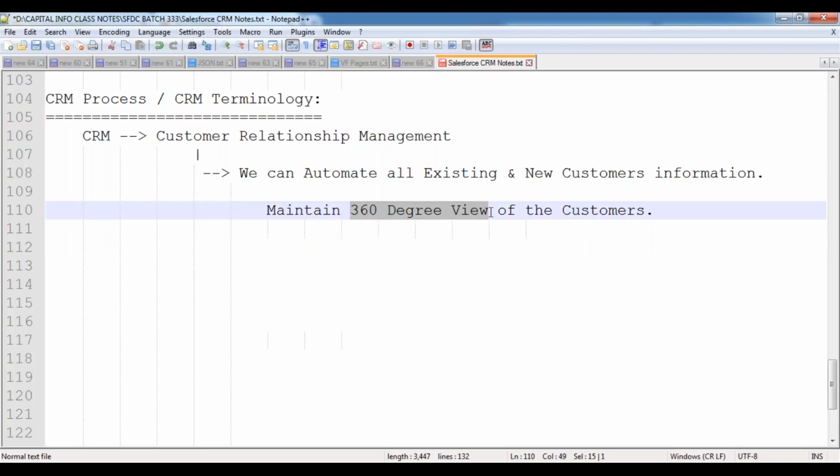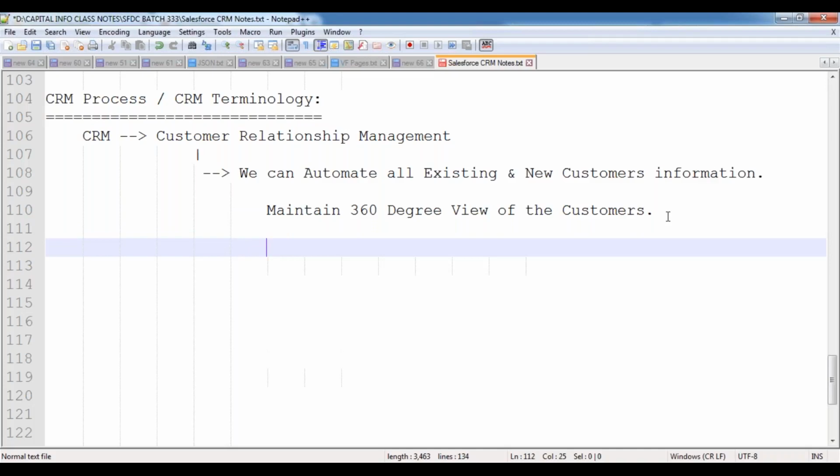That is also called a 360 degree view. So 360 degree view means we can track the complete history and all the interactions at one place by using this CRM application, from capturing the customer till now. That is also called a 360 degree view. That facility is available.